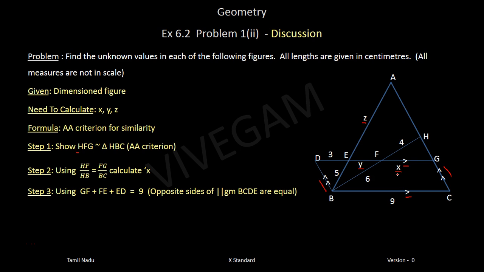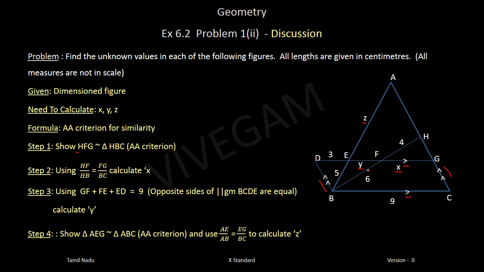Step 3. You have to use the parallelogram. Opposite sides of a parallelogram are equal. So BC will be equal to, see, these two sides are parallel and these two sides are parallel. So BCGD is a parallelogram. That's the first thing you have to establish. Then in this parallelogram opposite sides are equal, so BC will be equal to GD. But what is GD? x plus y plus 3. So from which y can be calculated.